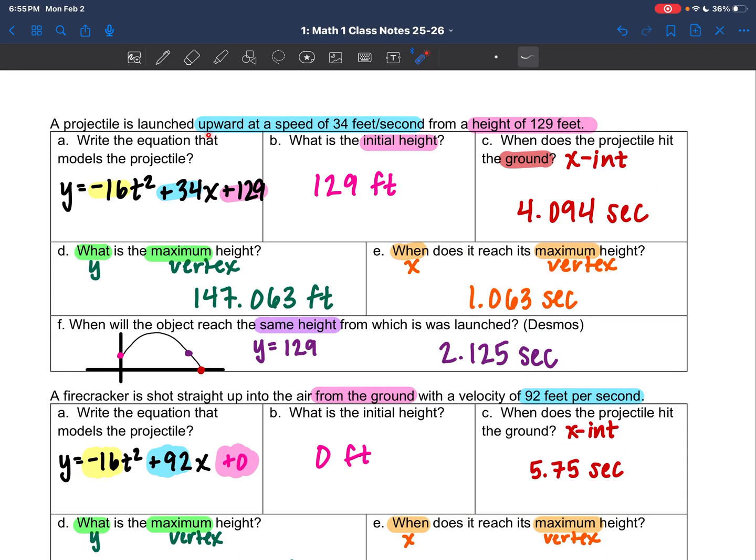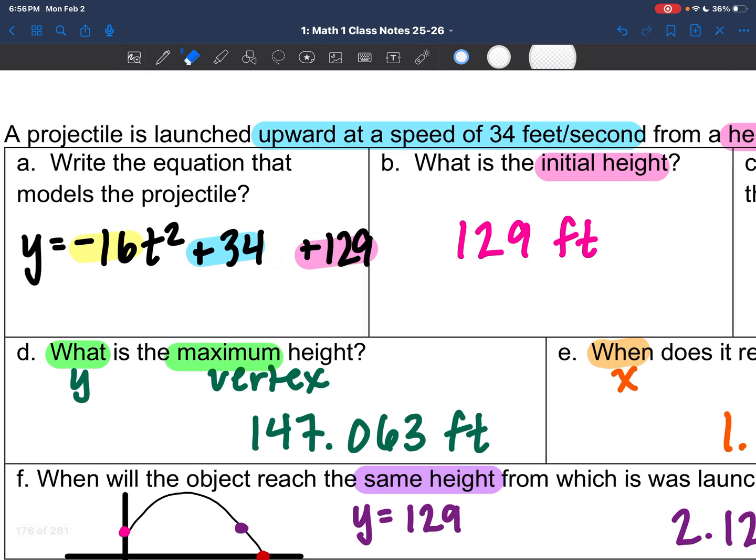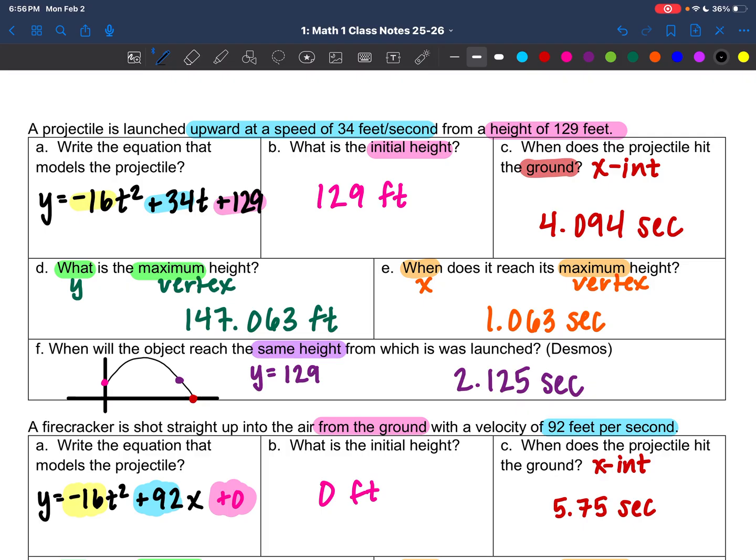So a projectile is launched upward at a speed of 34 feet per second from a height of 129 feet. So remember, we're going to keep that negative 16t squared as your first term. And then, oops, I wrote x, should have written t. There you go. So you can keep them as t or you can keep them as x, whichever you prefer. It doesn't matter.